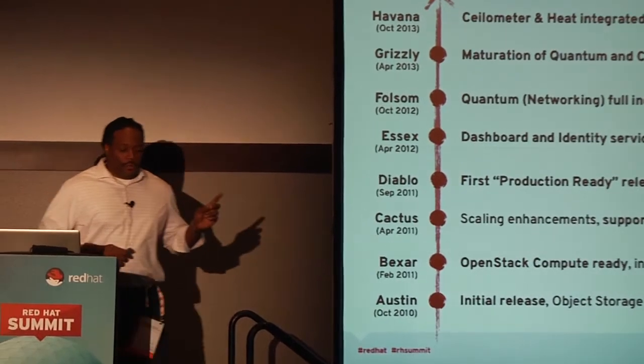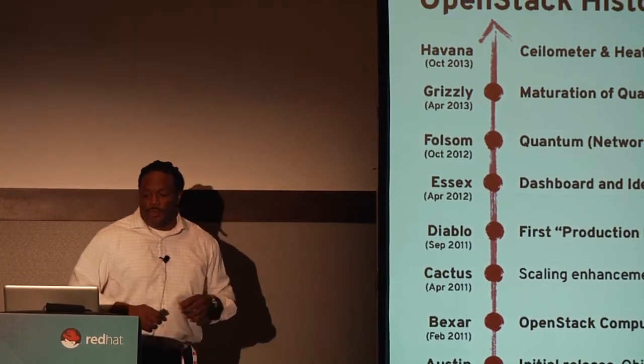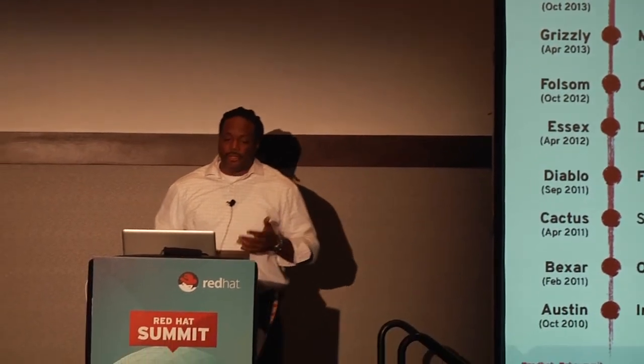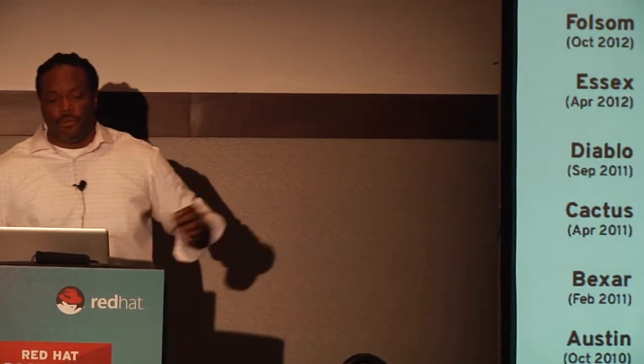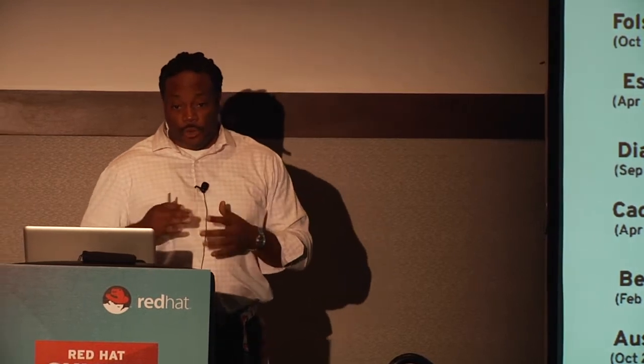If you look on the screen, you'll see on the left that the naming convention follows the alphabet. So we started out in Austin, Bexar, Cactus, et cetera. And we settled into a 6-month cadence in terms of development cycles. At each release, the components inside OpenStack have matured greatly. You can see that the first production-ready OpenStack was when Diablo was released. We're working on the H release now in terms of code work.